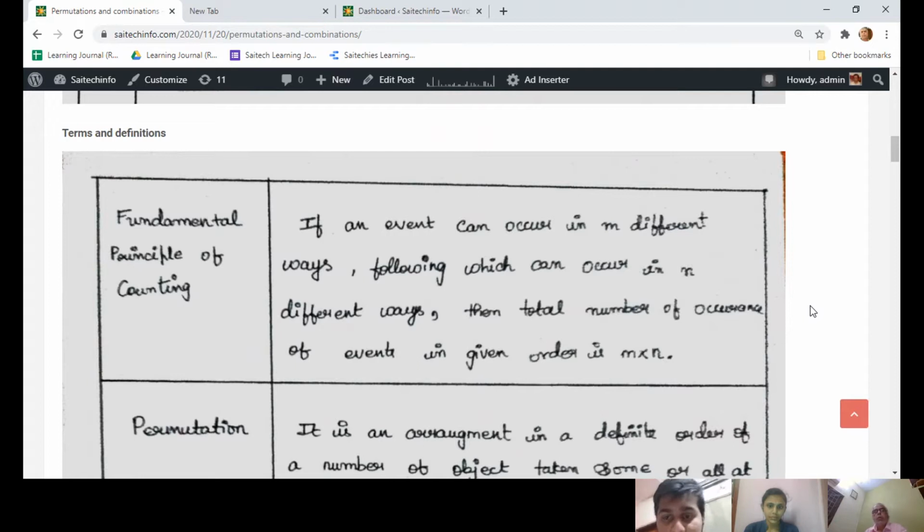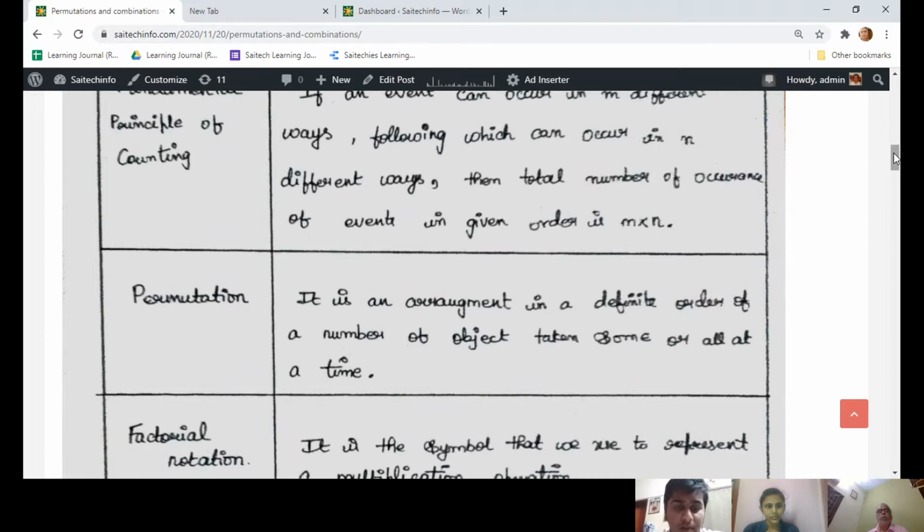Now let us look into the definitions and equations. First we have the definition of the fundamental principle of counting. It is nothing but, if an event can occur in m different ways, following which another event can occur in n different ways, the total number of occurrences of the events in the given order is m into n.